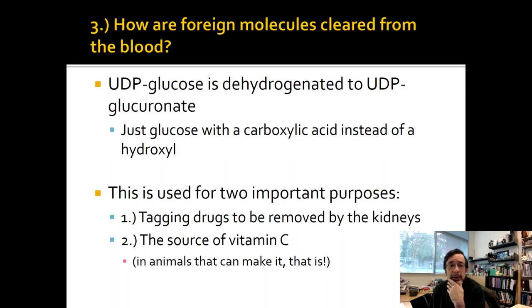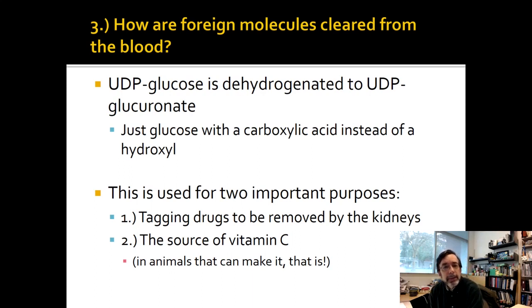We've talked about how UDP glucose is produced and used for anabolism. Well, that can also be dehydrogenated to UDP glucuronate. This is one of the ones that was mentioned back in the chapter on sugars, but it's just glucose where the carboxylic acid has been produced, I believe at the C6 carbon, rather than having a hydroxyl. It's oxidized, and that's all you have to have: an enzyme that binds the UDP glucose. It oxidizes that one carbon, and then you have an acid sugar instead of a regular sugar.